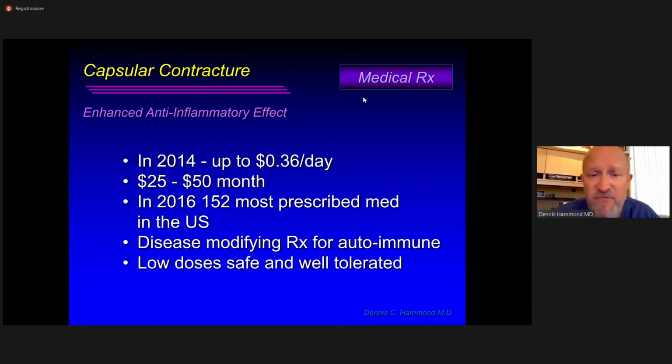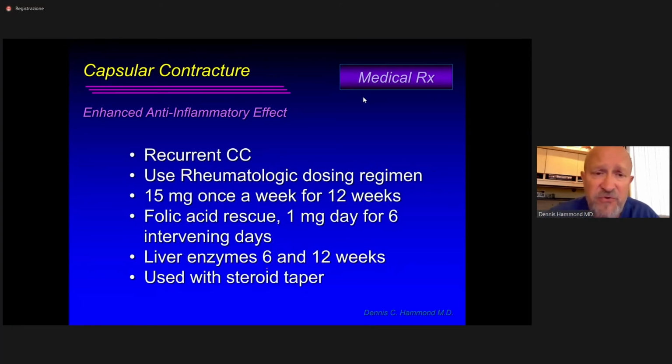So it's very cheap, very easy to use. We even give this to little kids that have rheumatoid arthritis, juvenile rheumatoid arthritis. So we give it 15 milligrams once a week for 12 weeks. We also give a folic acid rescue, very common with the rheumatologists that use methotrexate, 1 milligram a day for 6 intervening days, and we rest for a day. We test the liver enzymes. We also use this with our steroid taper.